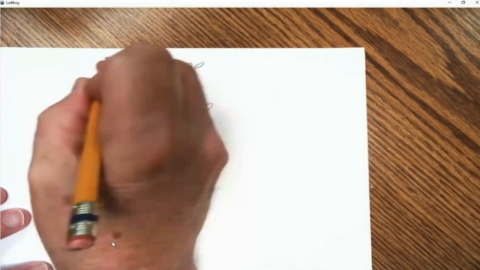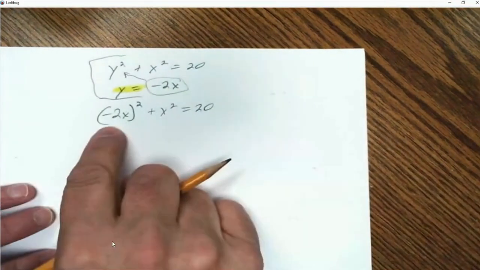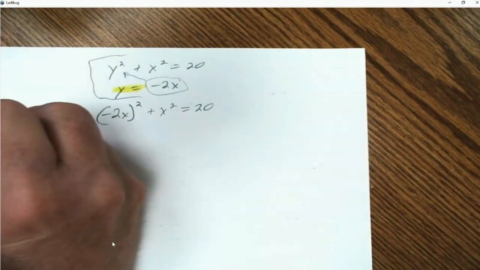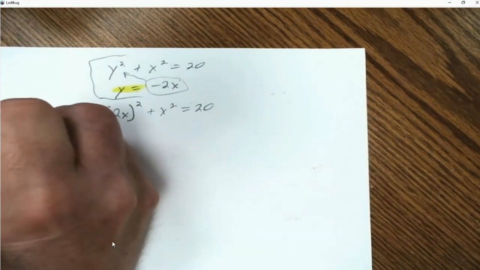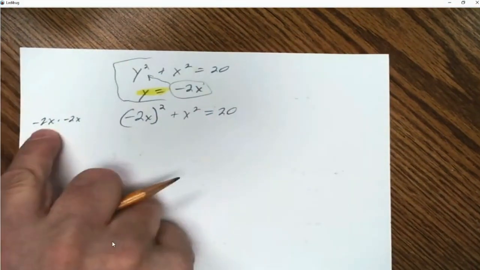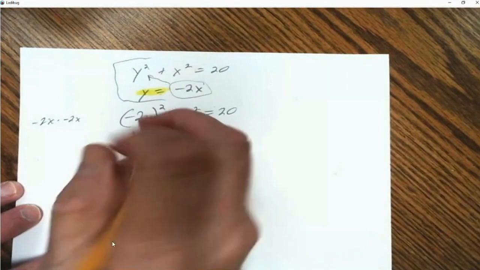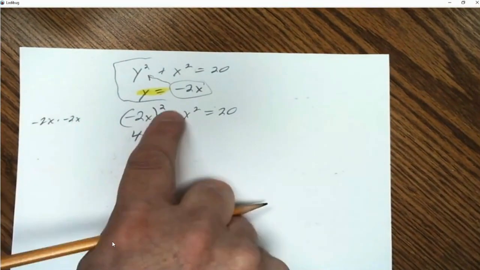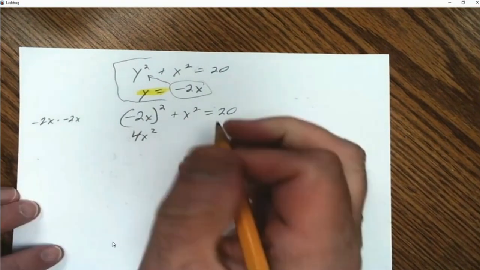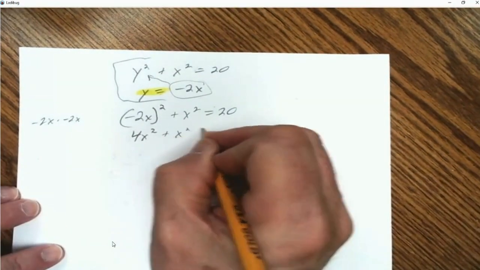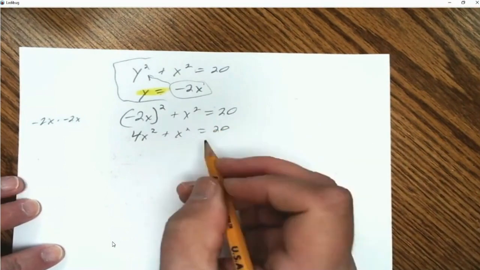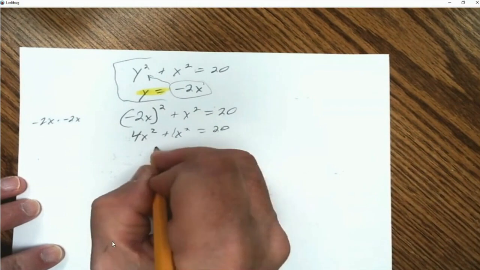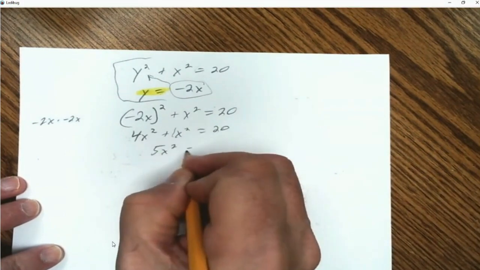Okay, this is our original two equations, remember? So negative 2x squared. What's negative 2x times negative 2x? We're multiplying those together. Negative 2 times negative 2 is 4. X times x is x squared. So negative 2x squared is 4x squared plus x squared equals 20. 4x squared plus another x squared, that's 1, right? So that gives us 5x squared equals 20.